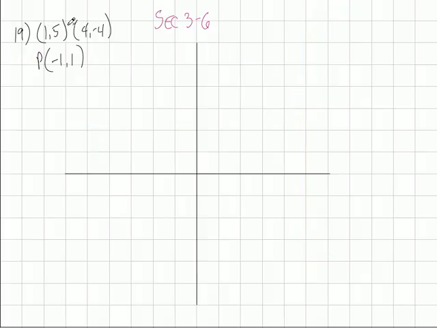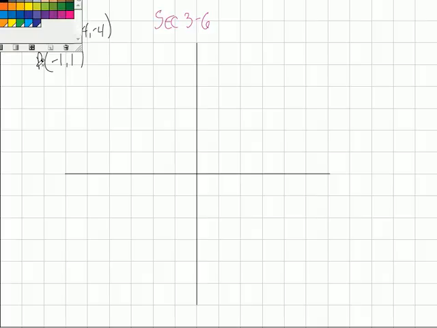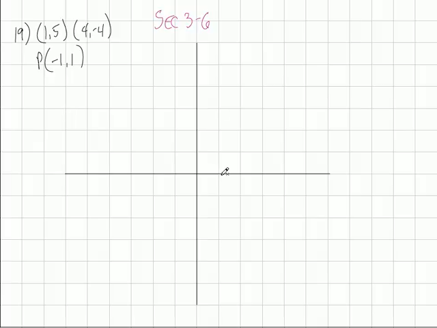Here's our situation. We've got 2 points that form that line, and then we've got this point that's not on this line right here. So let's plot these points. It's 1, 5. 1, 1, 2, 3, 4, 5. And then it's 4, -4. 1, 2, 3, 4. 1, 2, 3, 4. Let's connect them.